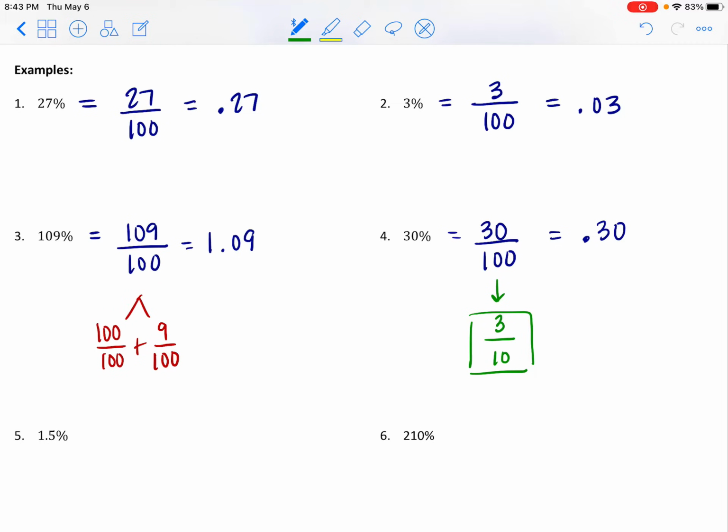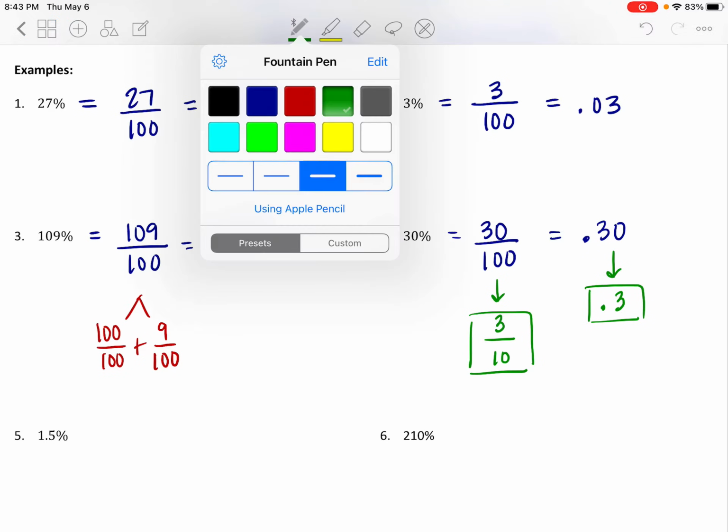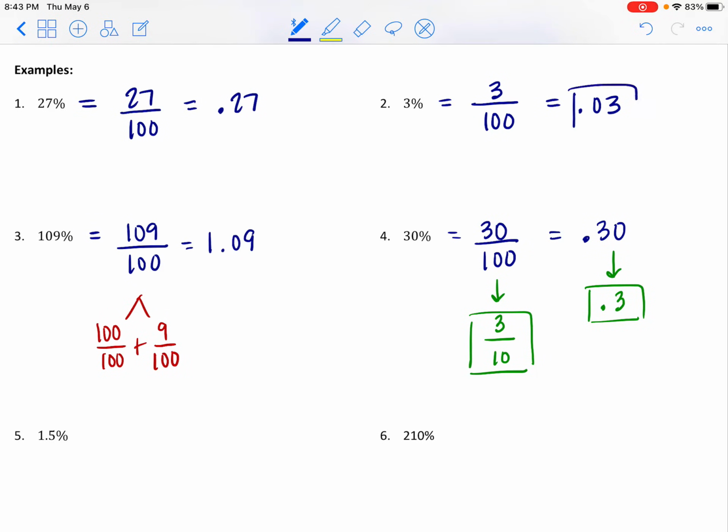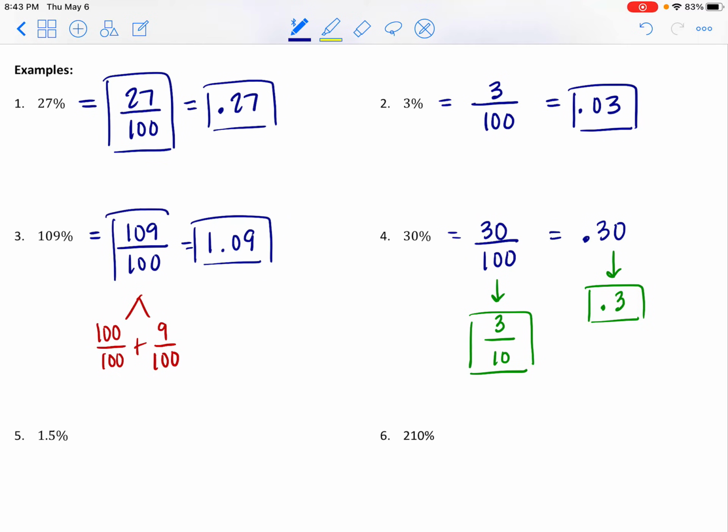And then 0.30 isn't wrong, but you probably wouldn't see that extra 0, so just a 0.3 would be probably what you would be looking at in that one. Okay, so now that I'm boxing in answers, I've got to go back and box in my other answers. And these are all technically answers.